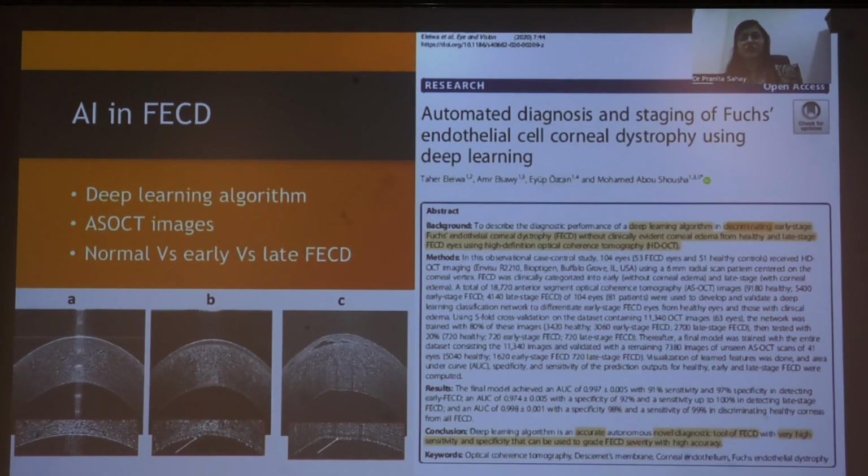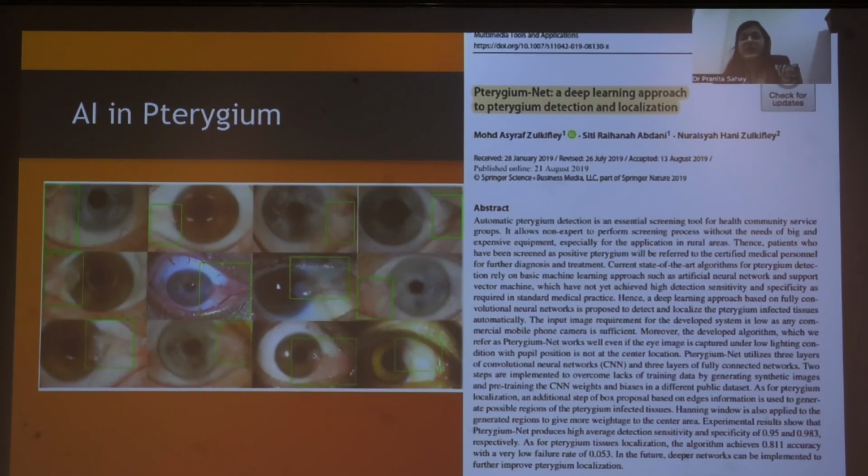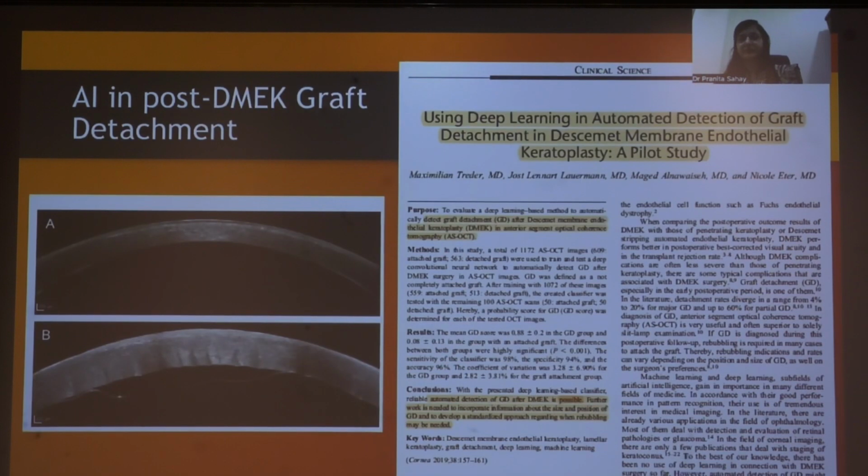In Fuchs dystrophy, deep learning algorithms have been used to identify early Fuchs dystrophy where there is only Descemet endothelium complex thickening without any evidence of corneal edema. In pterygium, AI has been used to identify pterygium, its location, and also its size. Pterygium Net is one of the algorithms that has been put to use for this assessment of pterygium.